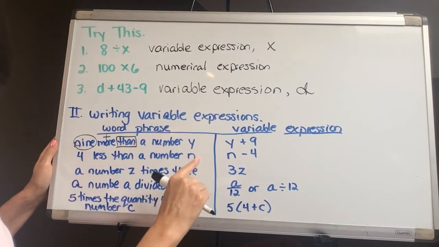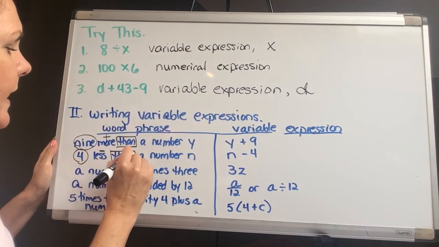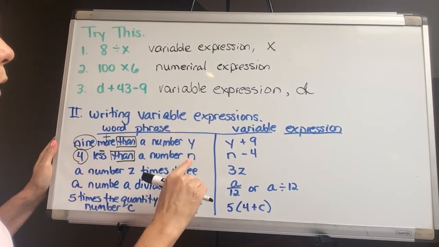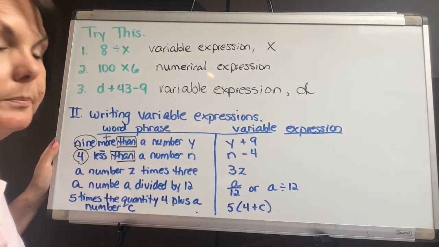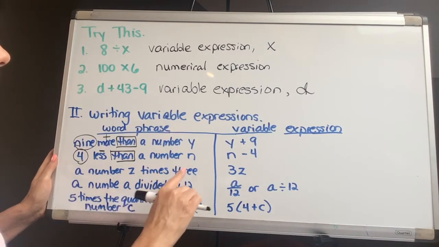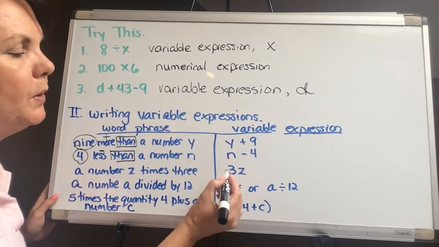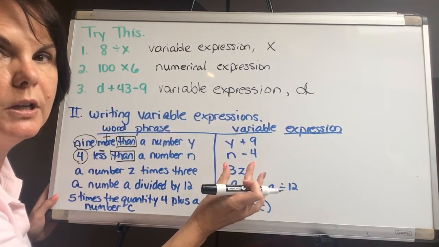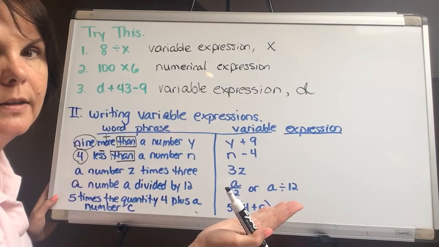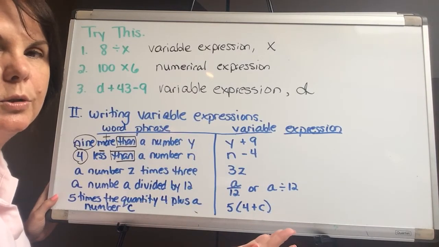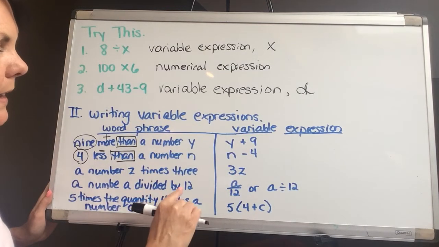4 less than a number n. 4 less means minus. There's that "than" again. That means you're going to flip this. A number n. So it's not 4 minus n, but rather n minus 4. A number z times 3. In this case, it's z times 3, but we always put the number before the variable. And remember, we push the number and the variable together with no sign in the middle, because the times symbol looks like the variable x, and the dot looks very close to a decimal point. So it's just 3z.